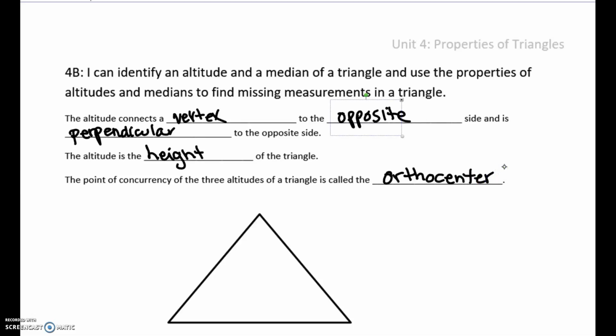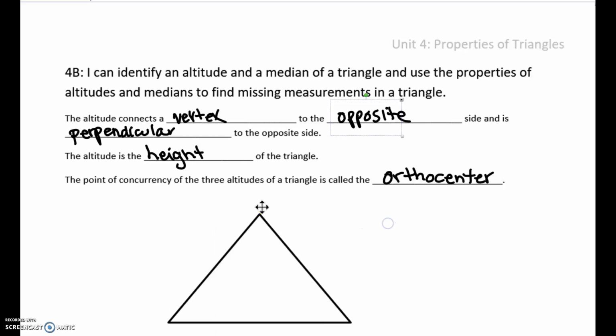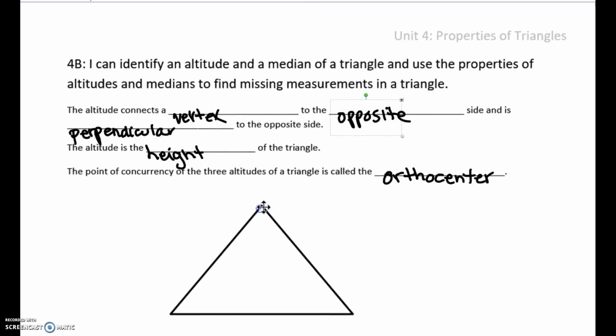Now, when I look at this triangle, it's really easy to see where my first altitude is going to go. Pretty clearly, we're going to draw it, let's do it in blue. We're going to draw it from the vertex, from the vertex straight down, like so, right? So that it hits at a 90-degree angle.